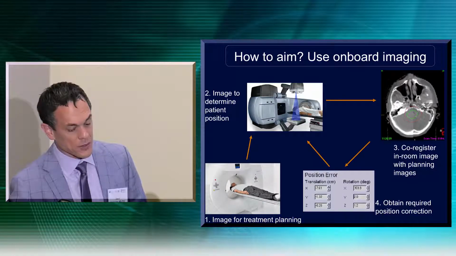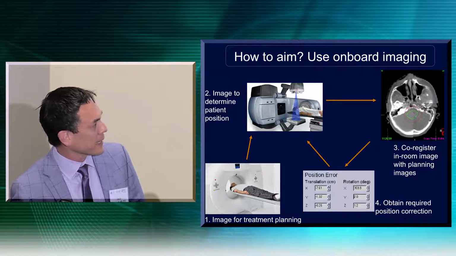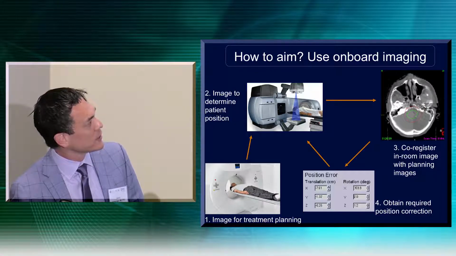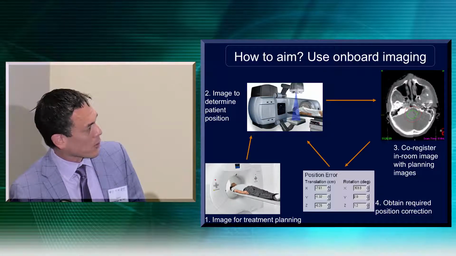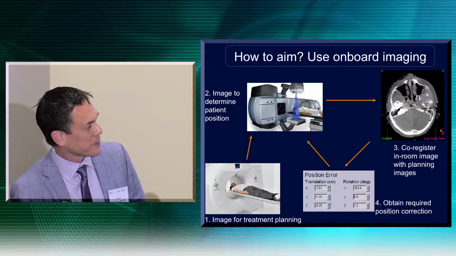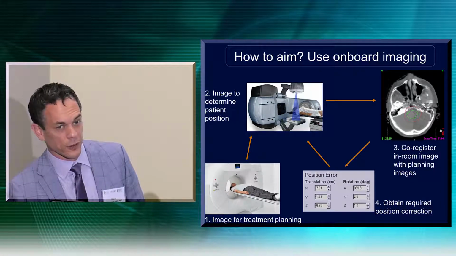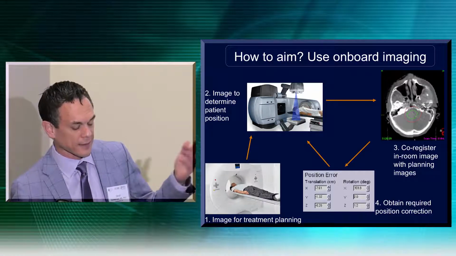Another way to aim is to use onboard imaging. So you have a treatment planning image, you make a treatment plan. The machine itself has an imaging unit, so you can see an example on a linac here. You get the patient set up, you take an image, you co-register it to the planning image. The computer tells you how different those two images are, and then you move the patient to the correct location so they match the position they were in when you made the treatment plan, and then you can treat the patient.